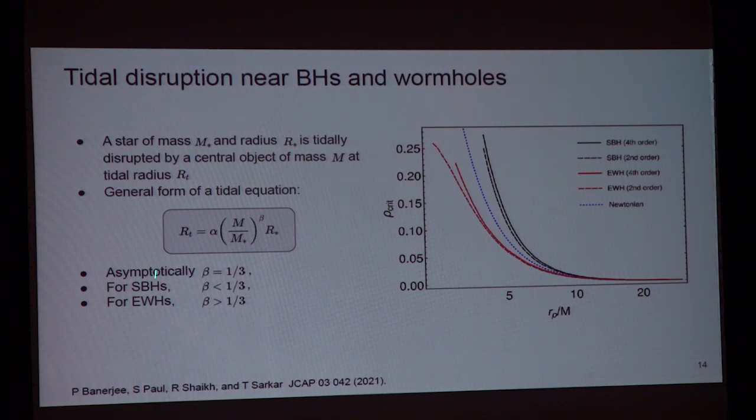So what we found, as I told you, is that asymptotically this beta goes as 1/3. That's the Newtonian result, and this is also reflected in this plot. For the Schwarzschild black holes, it turns out that beta is less than 1/3, more like 0.3 or 0.301. For exponential black holes, we have beta greater than 1/3, but the deviation was also less than 10% of the original 1/3.